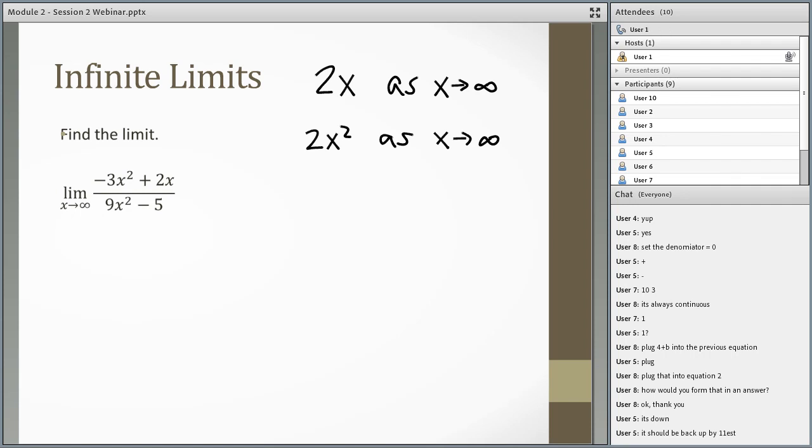So why I'm saying that is because we can't think of infinite limits in the same way that we did with numerical values. So I can't plug in infinity as I would a number. In the numerator, as x goes to infinity in this question, where is the numerator going?